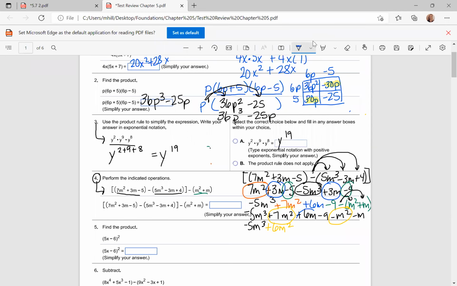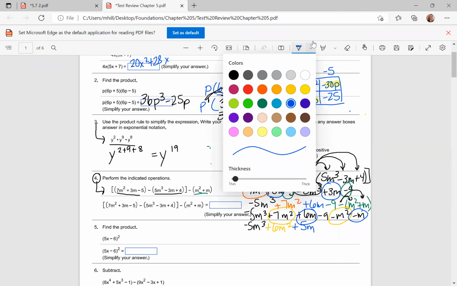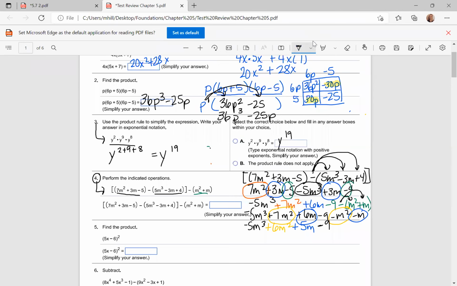Okay, I have a 6m minus 1m. Those are like terms, so 6 minus 1 would be 5m. And then I just have my minus 9. There's no other number to go with that. So the final answer on this one is negative 5m to the third plus 6m squared plus 5m minus 9.